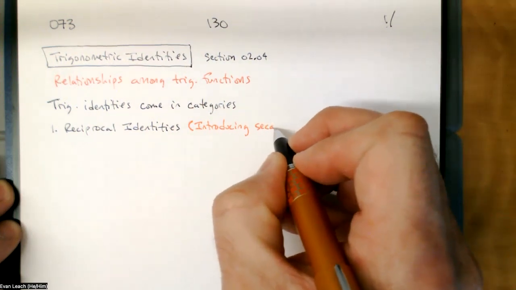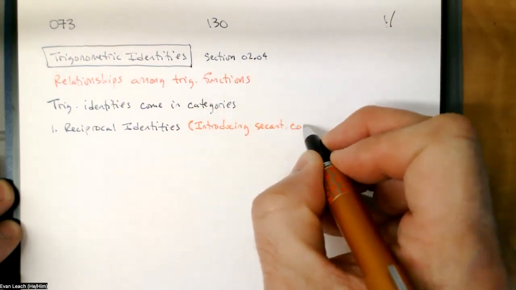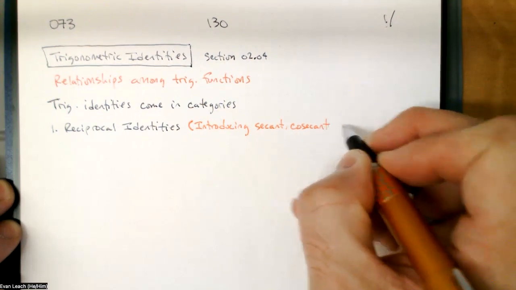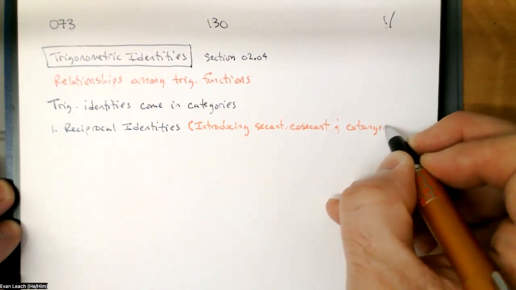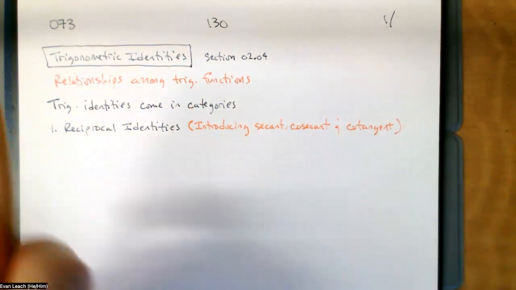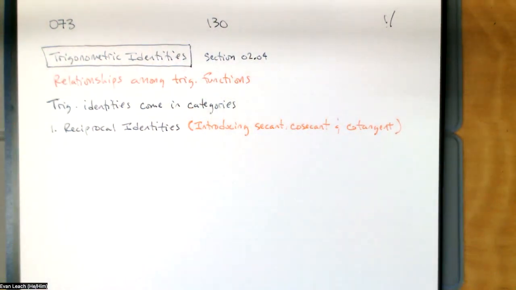Secant, cosecant, and cotangent. So reciprocal identities are about introducing secant, cosecant, and cotangent.